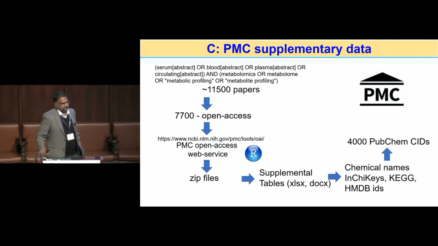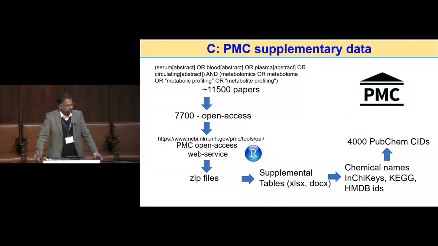The third approach is PubMed supplementary data. We have 11,500 open access papers, or 7,700 in PMC, where we can download supplementary data using an automated API. In PMC, you can read a paper, but they have a copyright so that you cannot download many papers. You can read it online, but not all PMC papers are downloadable.